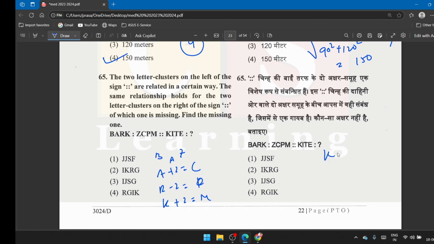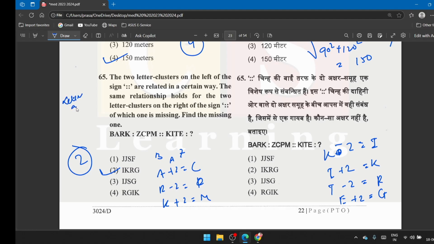Similarly, here it is K minus 2, I plus 2, T minus 2, and E plus 2. K minus 2 will be how much? I. IJK. I plus 2 will be how much? K. T minus 2 will be how much? RST. R. E plus 2 will be how much? EFG. So IKRG. That is option 2. This is also a question you can consider as letter analogy, or a question of letter series.